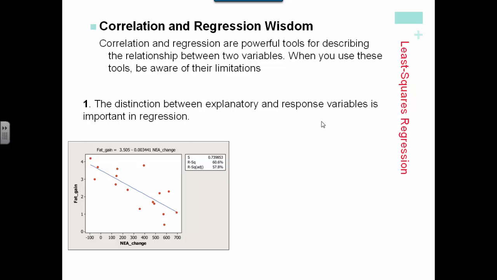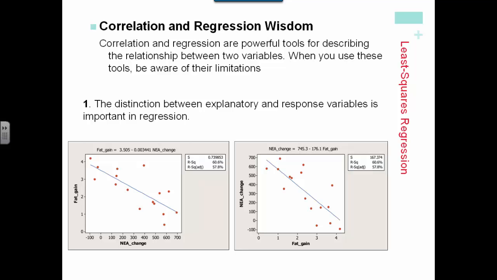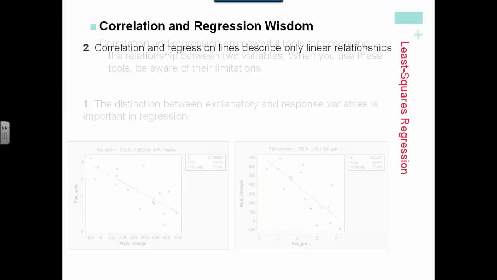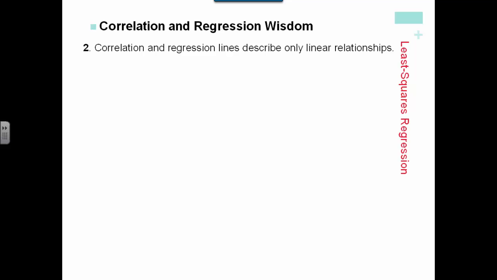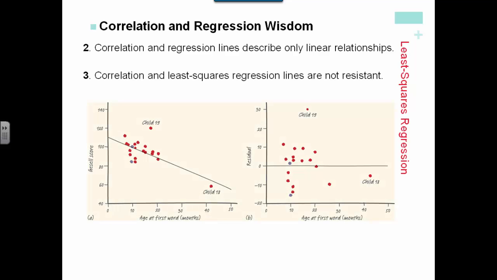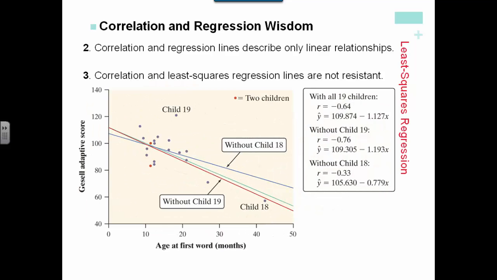So our distinction between explanatory and response variables is important in regression. Correlation and regression lines describe only linear relationships. Correlation and least squares regression lines are not resistant. And then here's an example again with the different values, without some of the different children versus with.